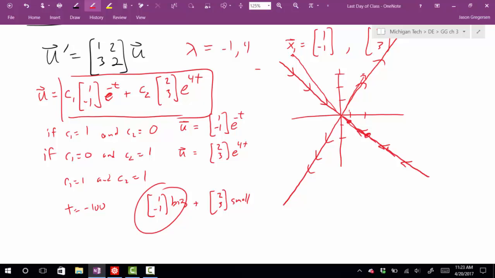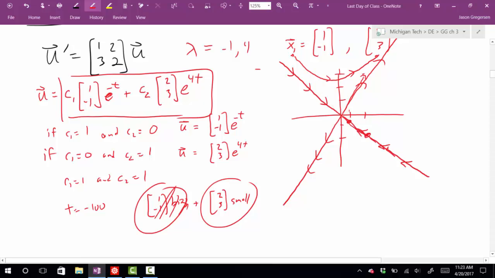And then if t increases, this thing is going to get smaller and smaller. This thing is going to get bigger and bigger. I'm going to end up way over here. What's going to happen for t values in between? My solution is going to go like this. It's going to come in here. I'm going to go in that direction. Okay.